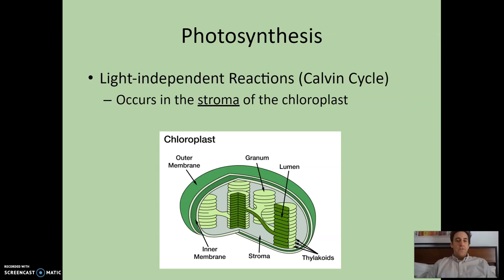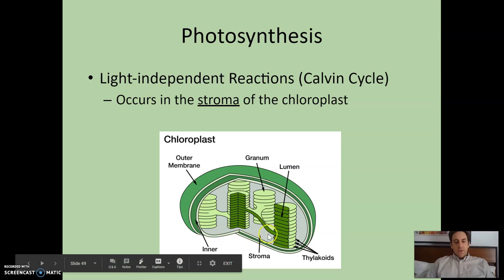The light-independent reactions are also called the Calvin cycle. They used to be called the dark reactions, but that term has sort of grown out of favor because, again, they can happen in the light. They just don't need the light. So dark reactions, we don't like that term anymore. So these occur in the stroma.